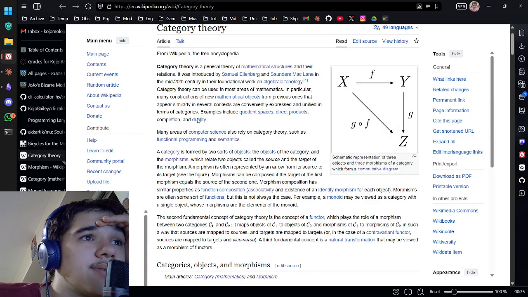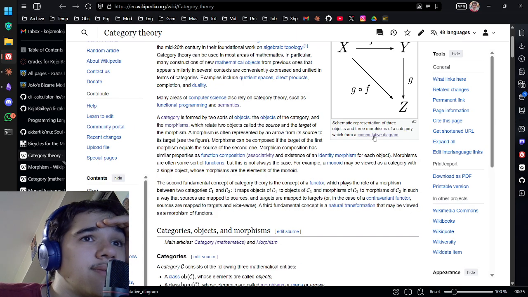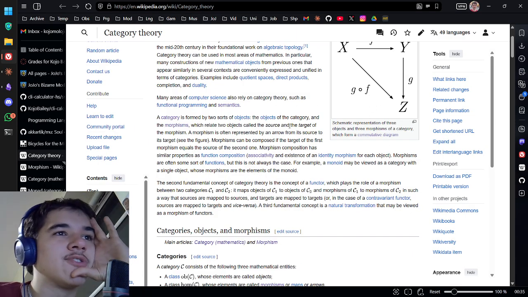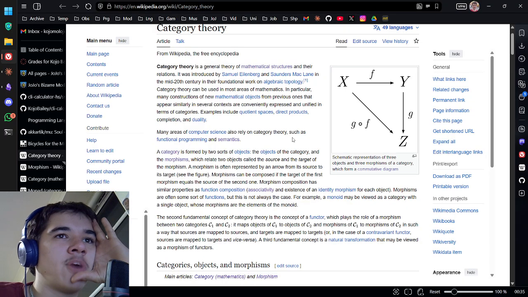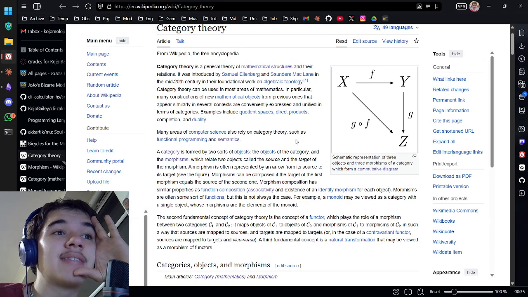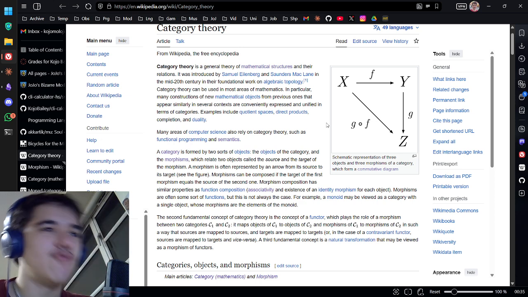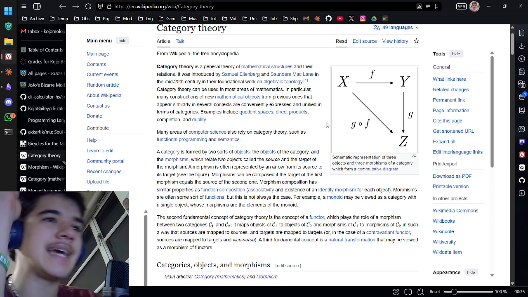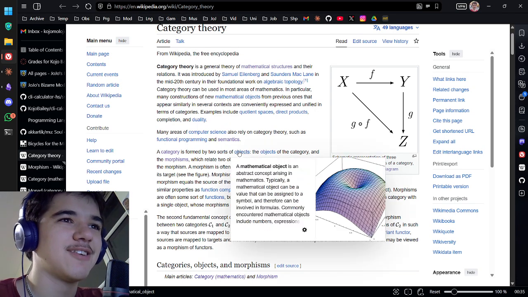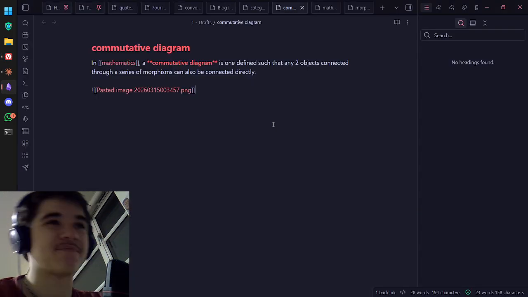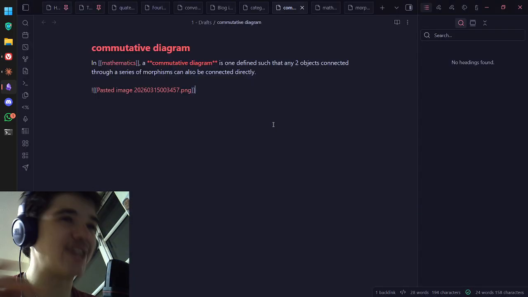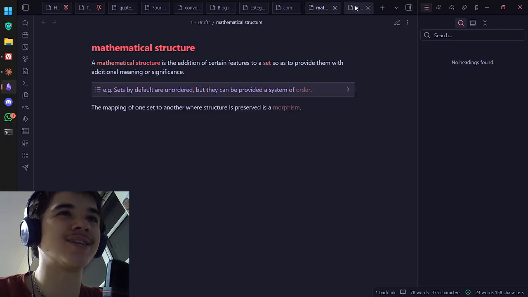So that's this. Okay. A category is formed by two sorts of objects: the objects of the category and the morphisms. So a morphism is in and of itself an object, which relates to objects called the source and the target. Really? So a morphism is a type of object. That's crazy, dude. Again, the foundations of this are just huge. You really need to understand.